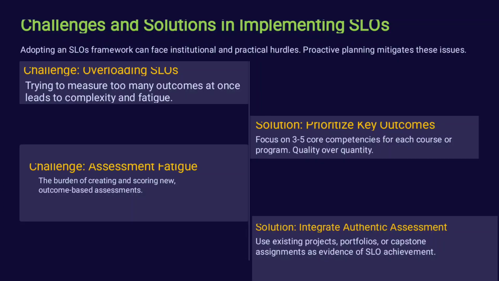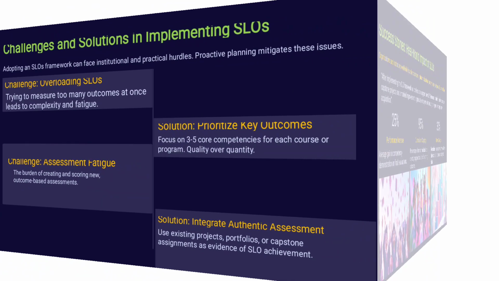The solutions to these challenges: prioritize key outcomes, focus on 3 to 5 core competencies for each course or program, quality over quantity. And the next solution regarding assessment hurdles and issues: integrate authentic assessment. Use existing projects, portfolios, or capstone assignments as evidence of SLO achievement.